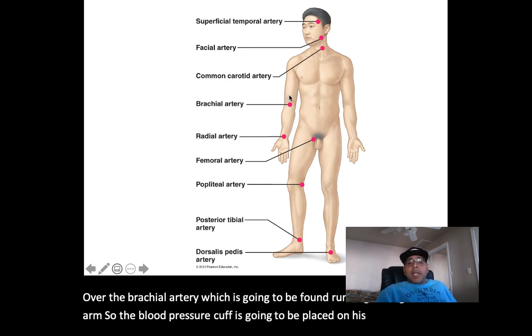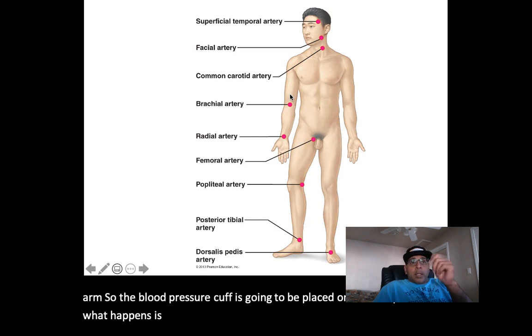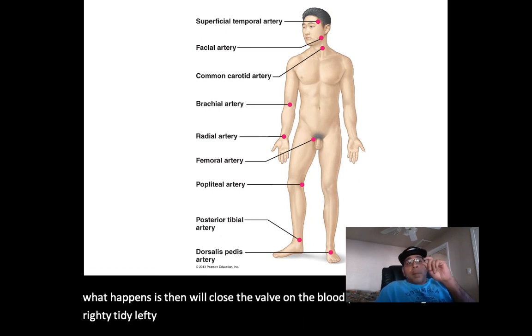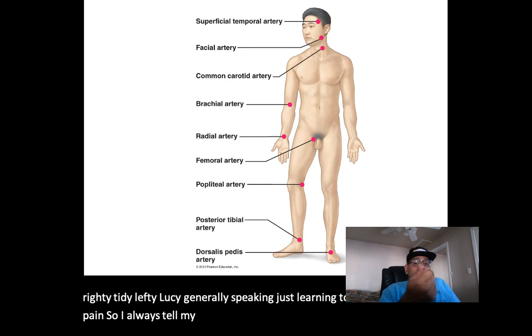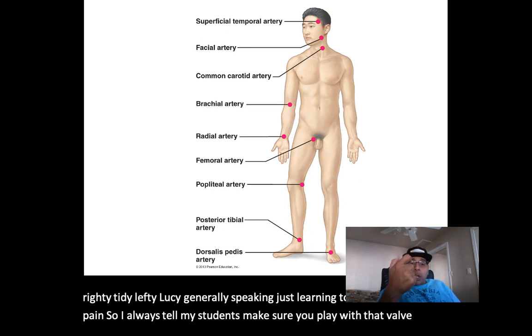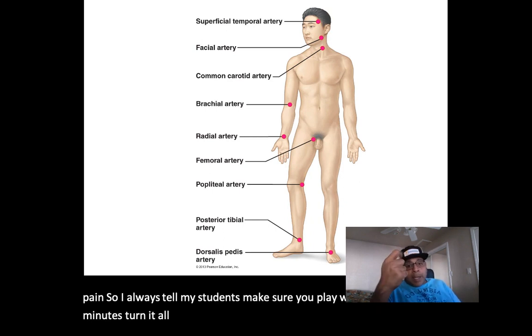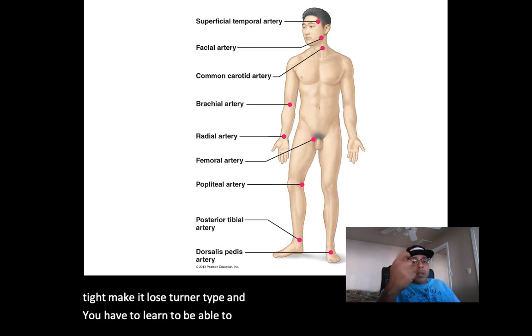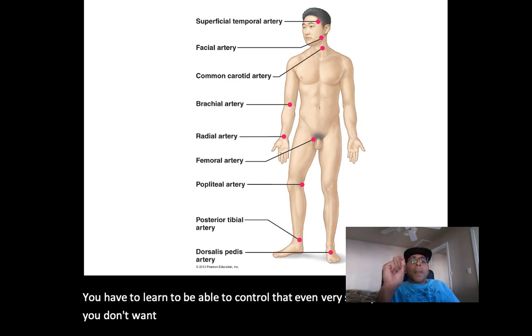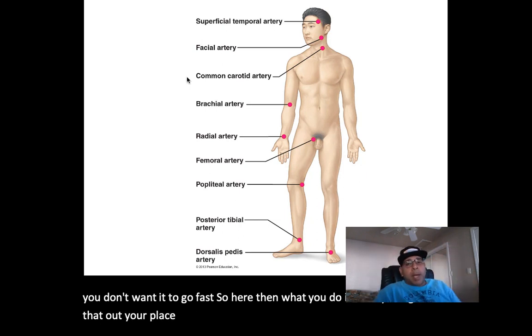And here what happens is then we'll close the valve on the blood pressure cuff, right? Righty-tighty, lefty-loosey. Generally speaking, just learning to use that valve is a pain. So I always tell my students, make sure you play with that valve for 5 minutes. Turn it all the way tight, and then make it loose. Make it loose, turn it tight. And you have to learn to be able to control that even very slowly. Sometimes you don't want it to go fast. So here then what you do is once you figure that out, you'll place that sphygmomanometer over the biceps.